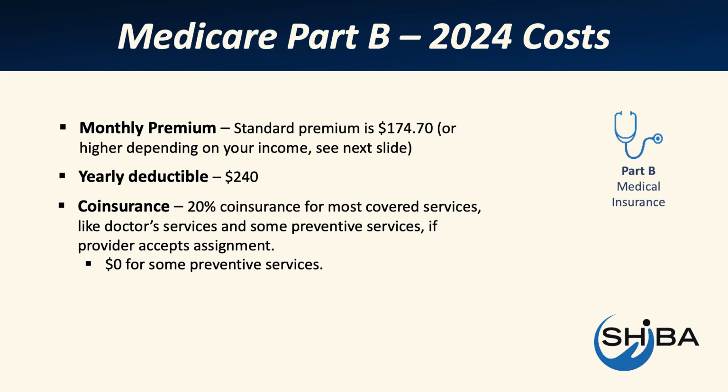There is an annual deductible for Part B, shown here. For most covered services, like doctor services and some preventive services, Medicare Part B pays 80% of the costs, and you pay the coinsurance, which is the remaining 20%, as long as the provider accepts Medicare assignment. Many of the preventive services are covered in full and do not require coinsurance.